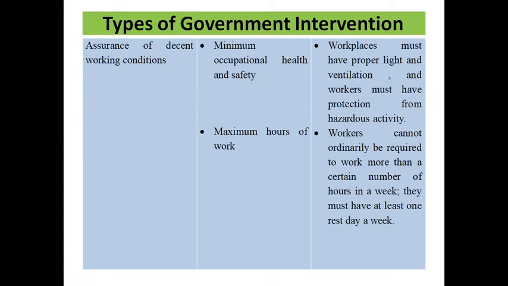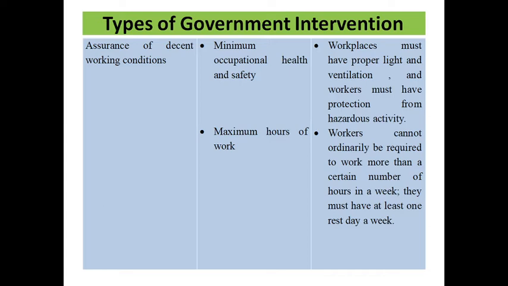Assurance of decent working condition. So this is another matter where government can interfere. Now the policy may be, say, minimum occupational health and safety standards set. So in example, workplaces must have proper light and ventilation, and workers must have protection from hazardous activity.